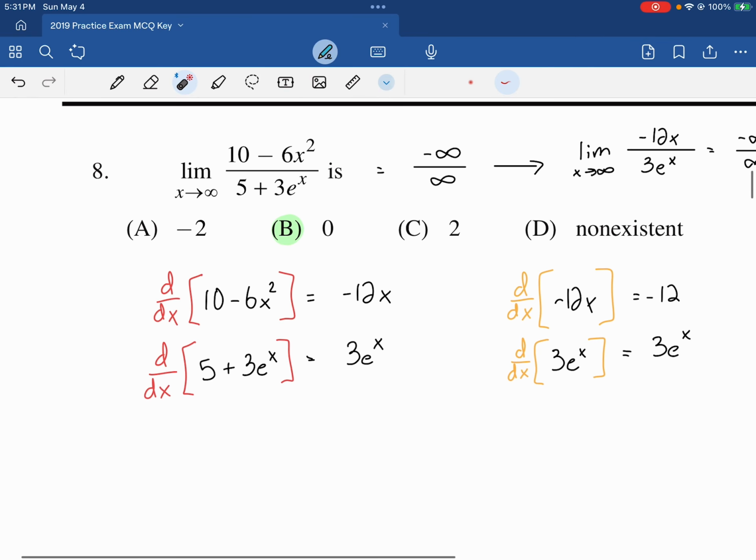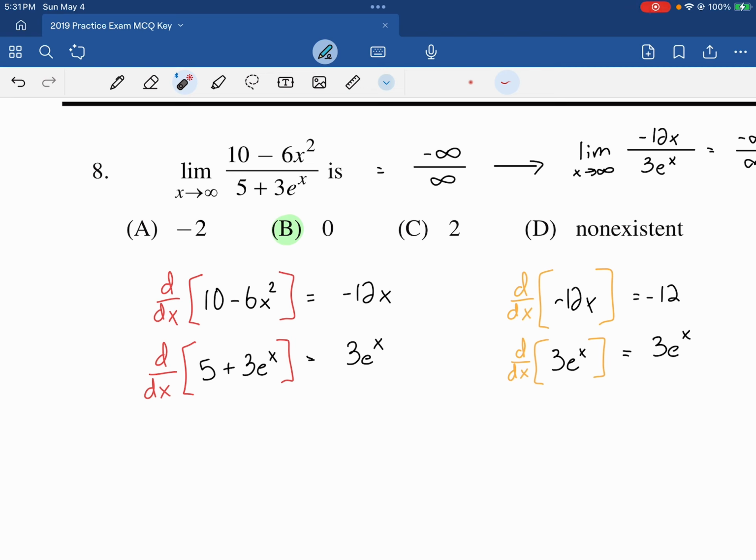Number 8, when I have to run a limit as x approaches infinity of this rational function here, what I like to do is plug in infinity and see what happens. And if I get some indeterminate form of infinity over infinity or 0 over 0, I'm going to run L'Hopital's rule and try this again.